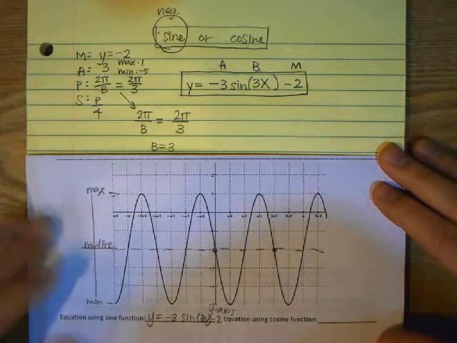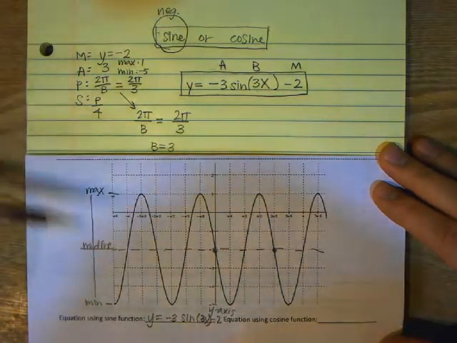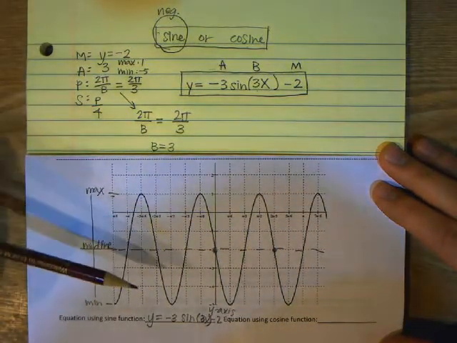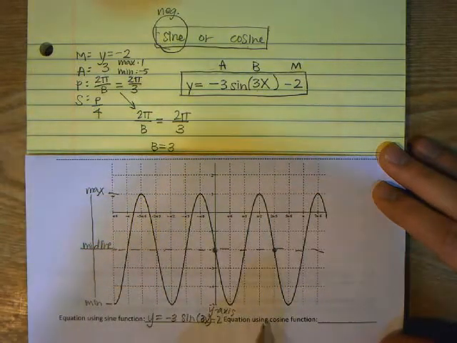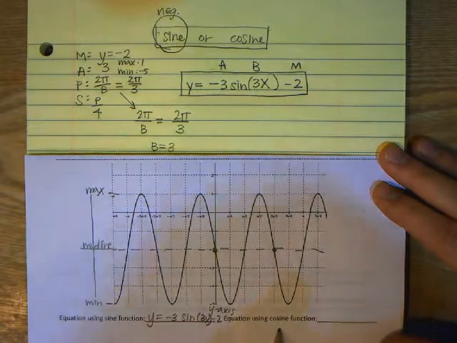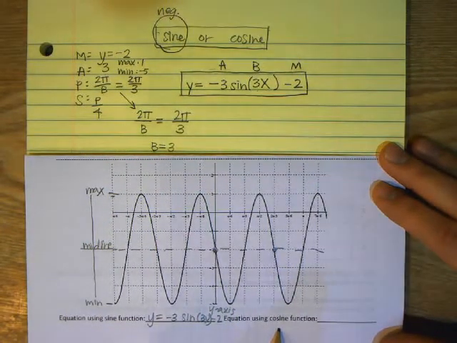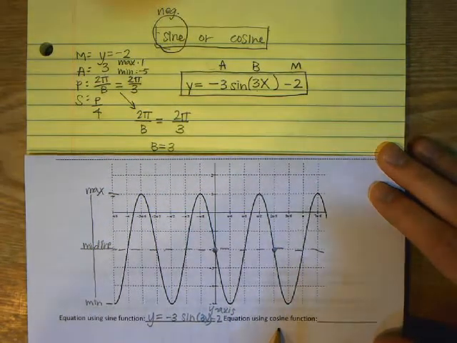Alright, so I just got finished showing us how to name this function using the sine function, but now we're going to work on part 2, which is writing an equation for the cosine function. So parts of this are going to remain unchanged, but parts of it are not going to be the same.